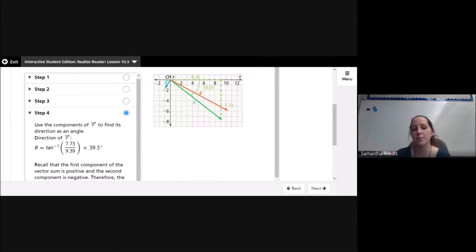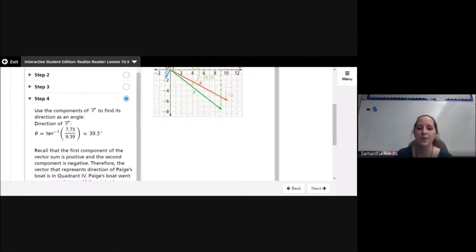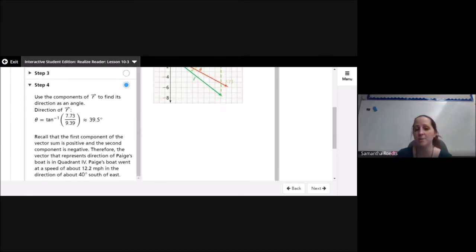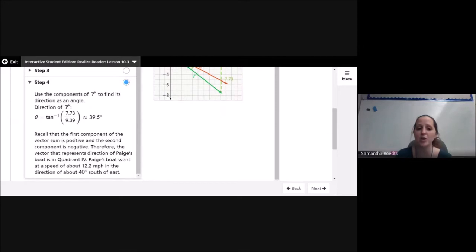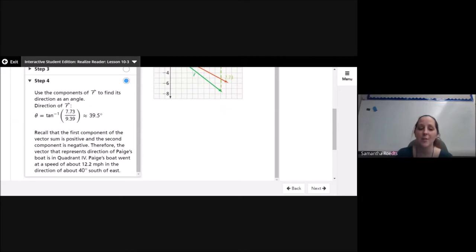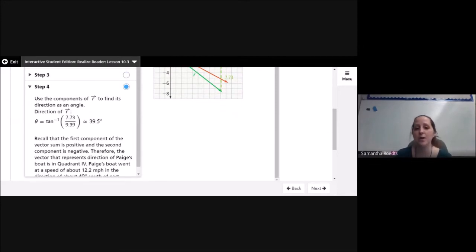I can recall that the first component of the vector sum is positive and the second component is negative. Therefore, the vector that represents the direction of Paige's boat is in quadrant 4. Paige's boat went at a speed of about 12.2 miles per hour in the direction of about 40 degrees south of east.